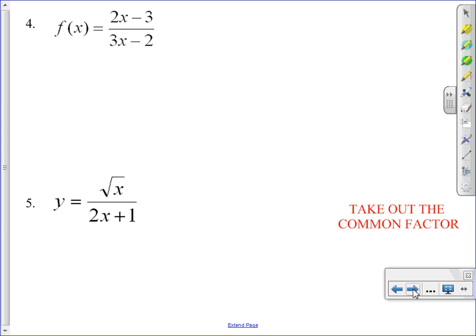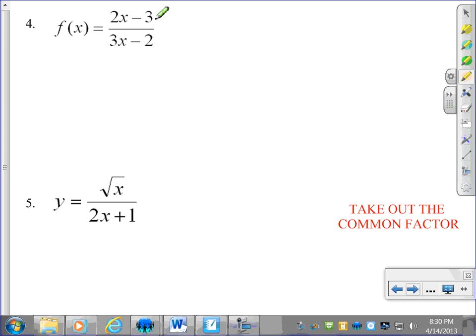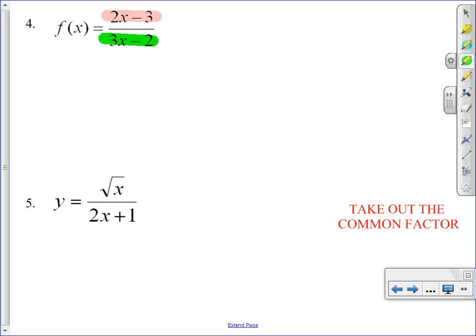Let's take a look at this number 4. And again here, I'm just going to color code for us so that it's consistent here. So derivative of the top times the bottom minus the derivative of the bottom times the top divided by the bottom all squared.